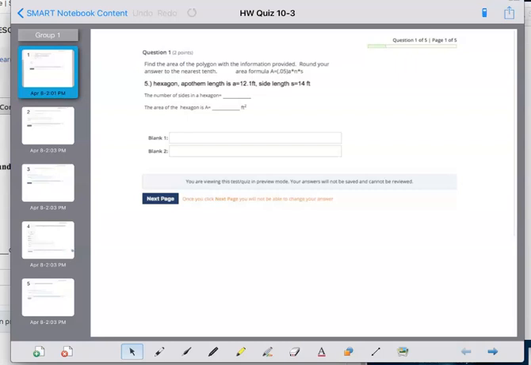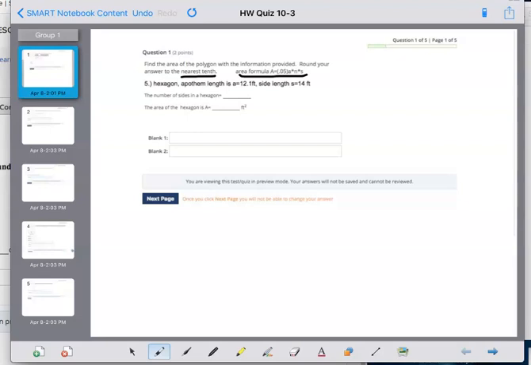Find the area of the polygon with the information provided. Round your answer to the nearest tenth. So I'm rounding my answer to the nearest tenth, and it's a polygon. My area formula for this polygon is this. Hexagon. Okay, a hexagon has 6 sides.